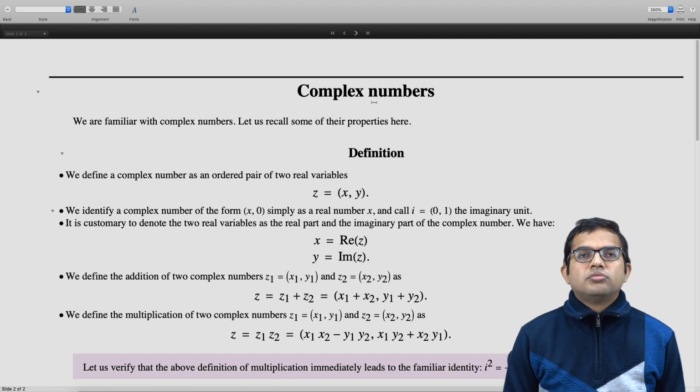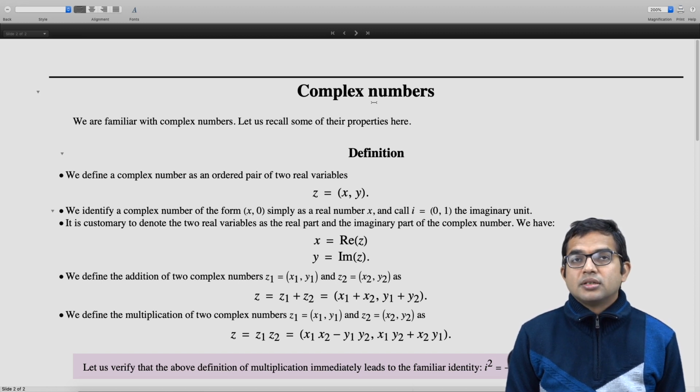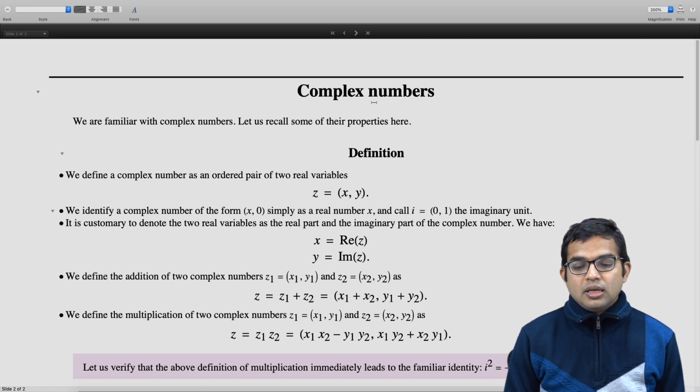The addition of two complex numbers is defined as simply adding the real parts and the imaginary parts. Two complex numbers each contain these two pieces of information, and the different pieces of information add separately. So z equals z1 plus z2 means that its real part is going to be x1 plus x2, and its imaginary part is going to be y1 plus y2.